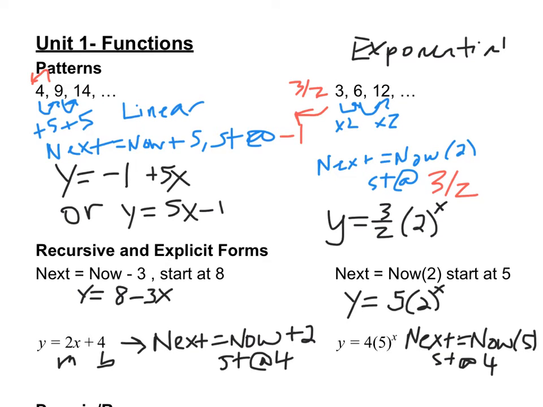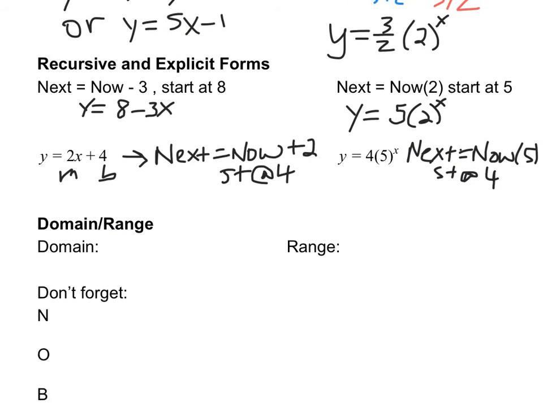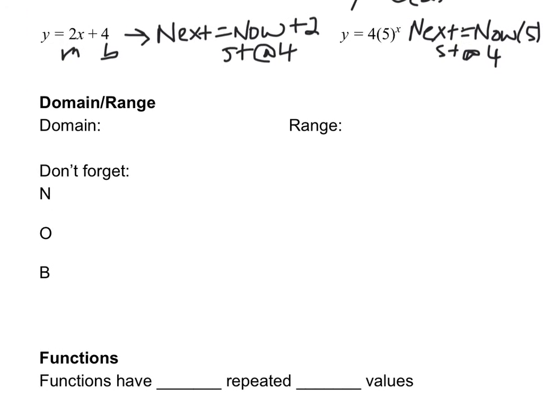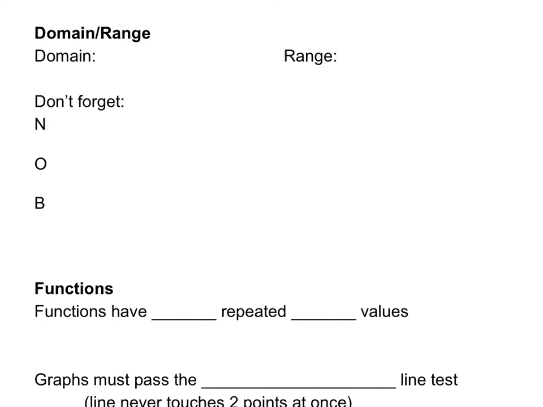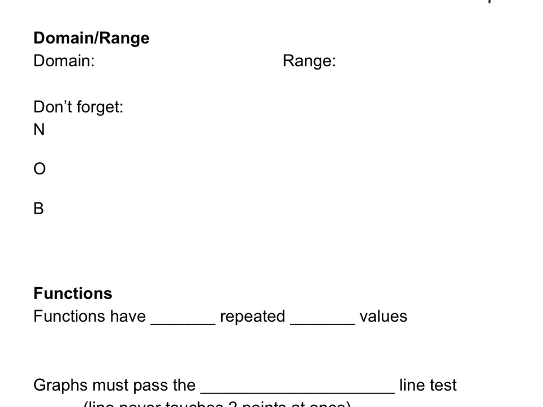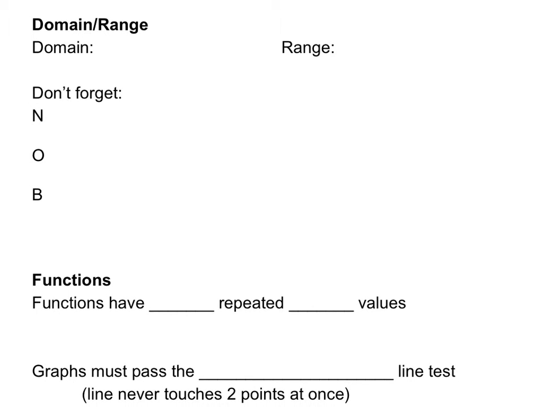So that was how we started off the class, like the first week or so. We talked about different types of patterns, and then we got into the details of something called functions. And to describe functions, we first started talking about domain and range. So domain has to do with your possible x values, and range has to do with the possible y values.